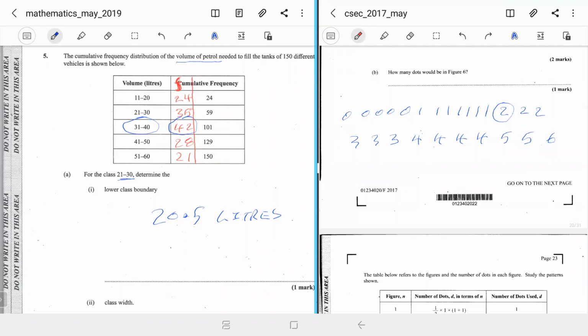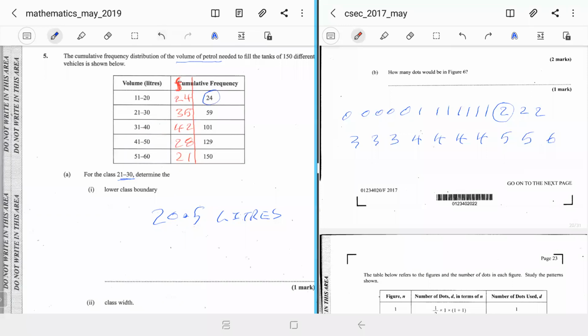That's why I put in the frequency, so we can know the quantity, the number for each group. I said it at the beginning: 24 vehicles use this amount of gas, 35 vehicles use this amount, 42 vehicles use this amount, 28 vehicles use this amount, 21 vehicles use this amount. Now I'm explaining what those figures mean.